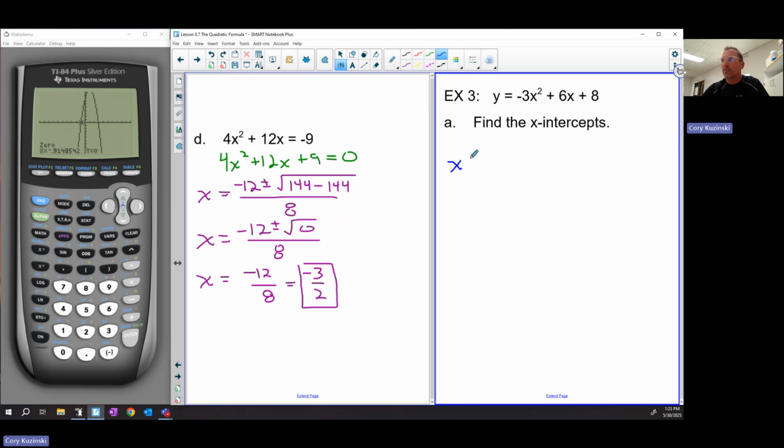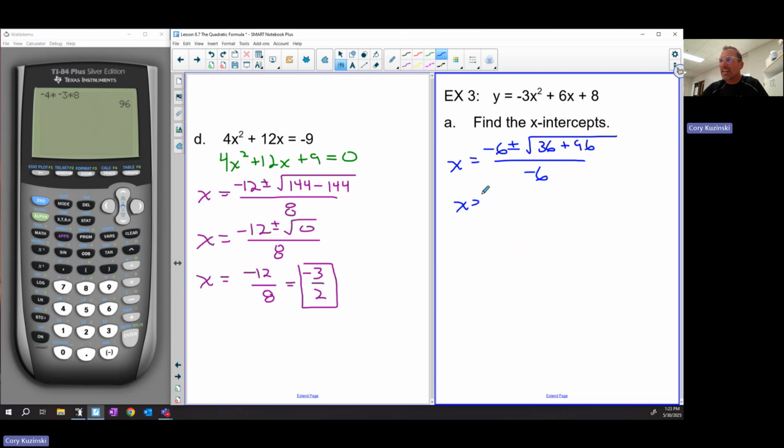Let's go for it. x equals -b, so the opposite of that 6, plus or minus the square root of b squared. 6 squared is 36, minus 4ac. So let's go -4 times the a value, which is -3, times the c value, which is 8. That gives us 96. So this is really plus 96, all over 2 times a. 2 times -3 is -6.